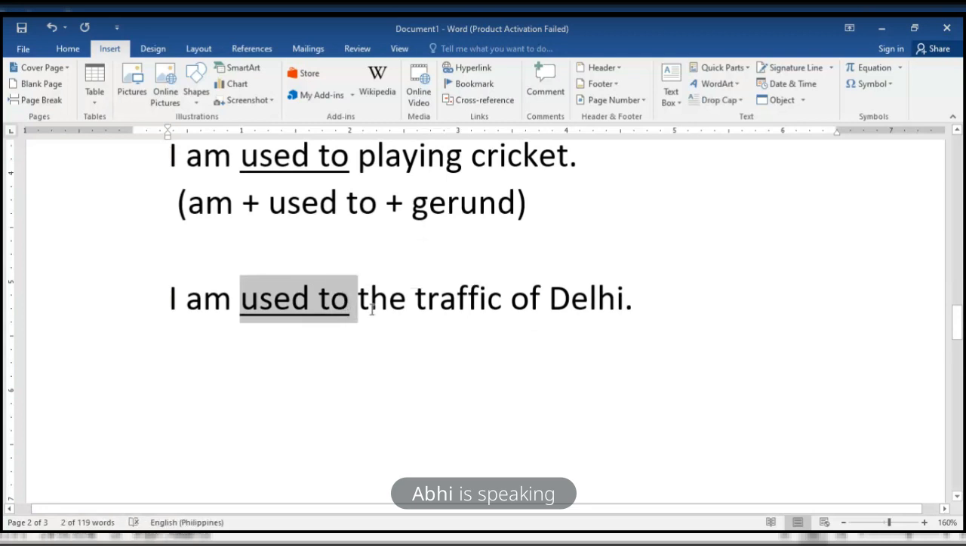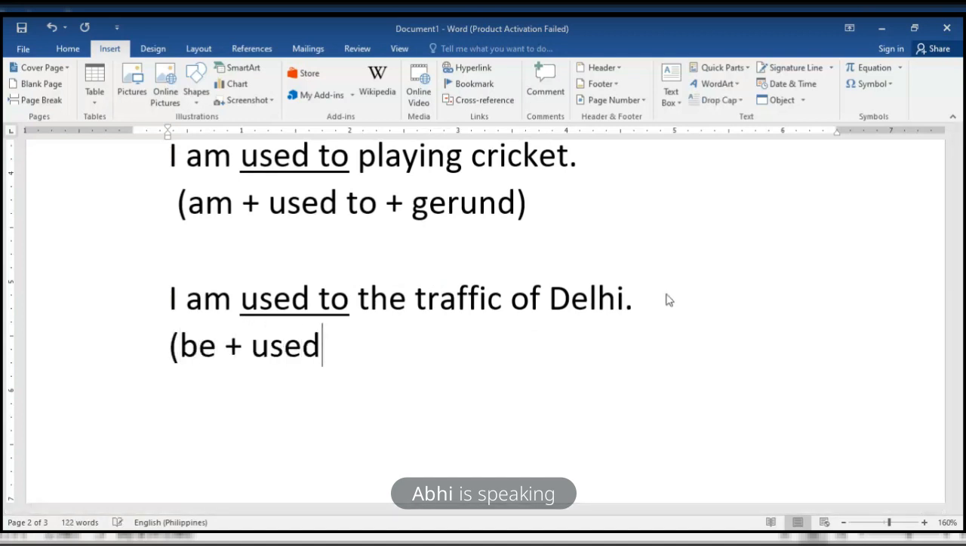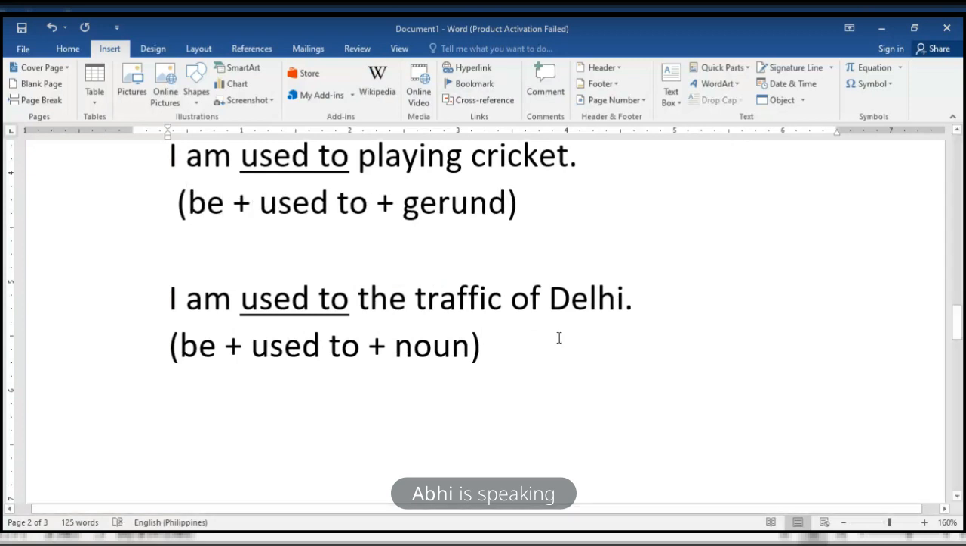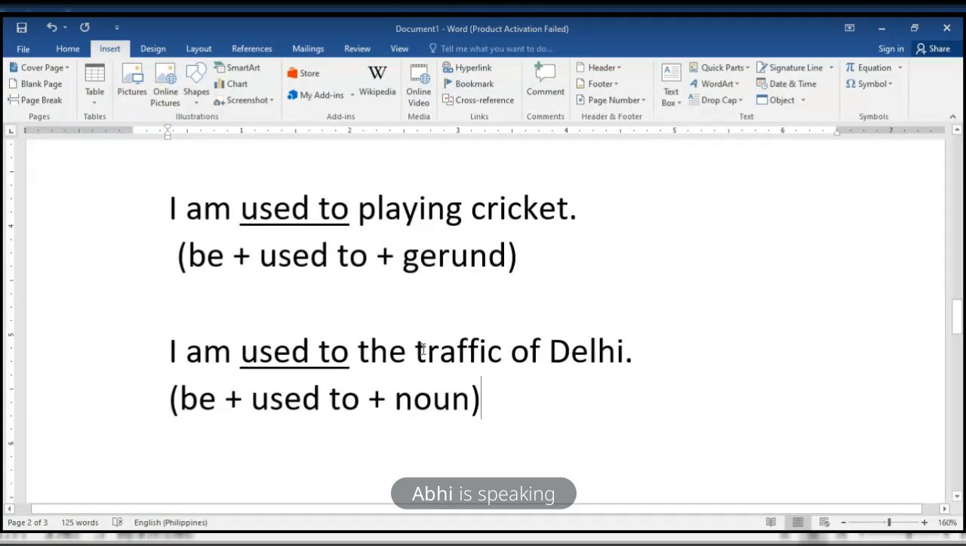If used to comes after be, then there should be a noun or gerund after it. The traffic is also a noun, as you can see. So this sentence is also correct.